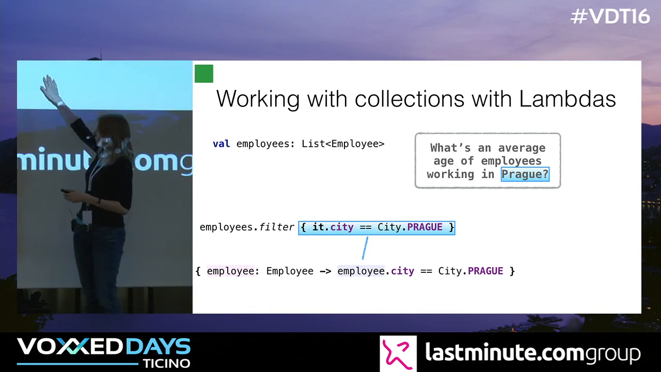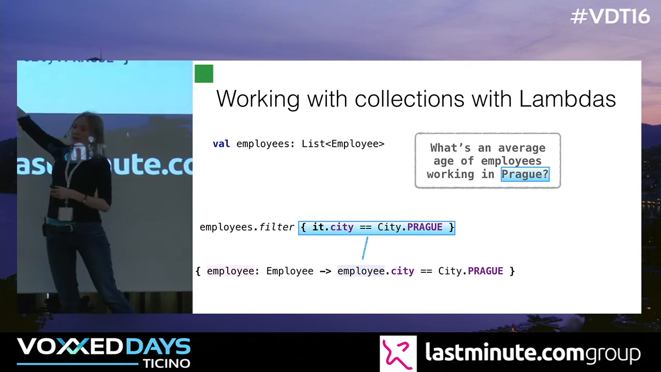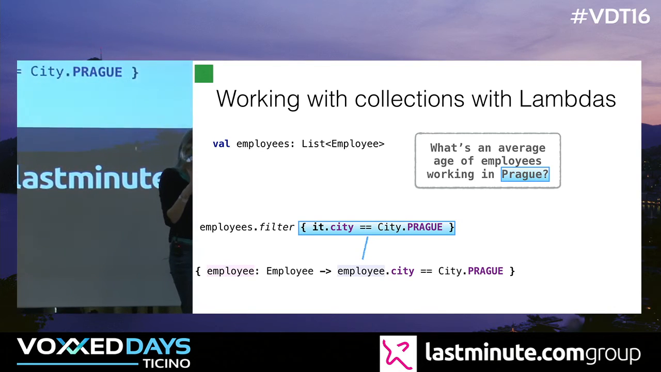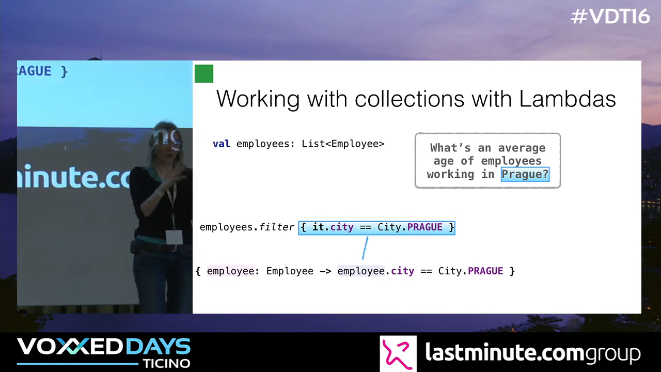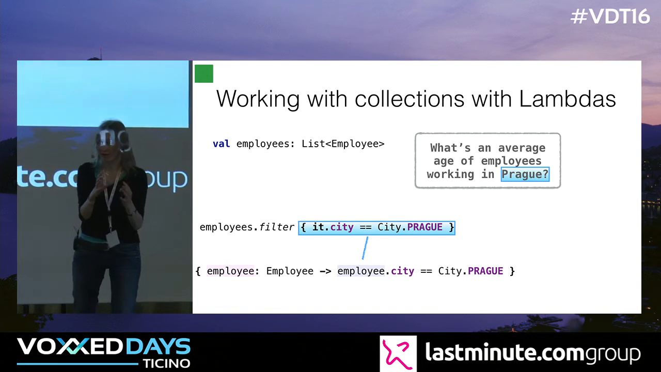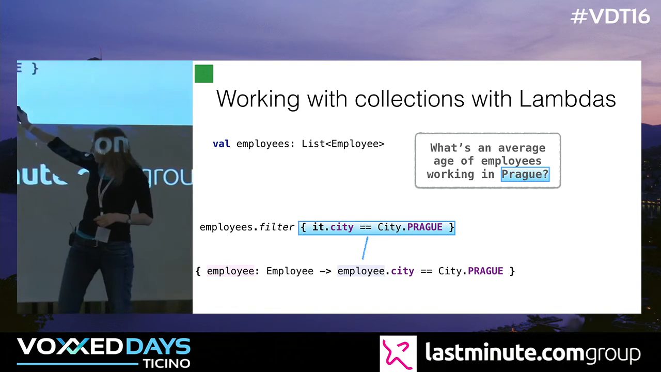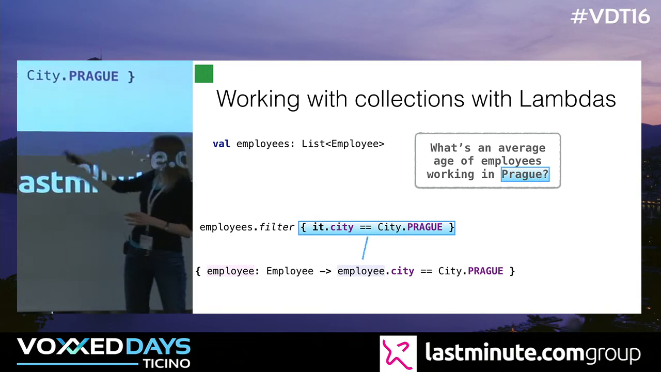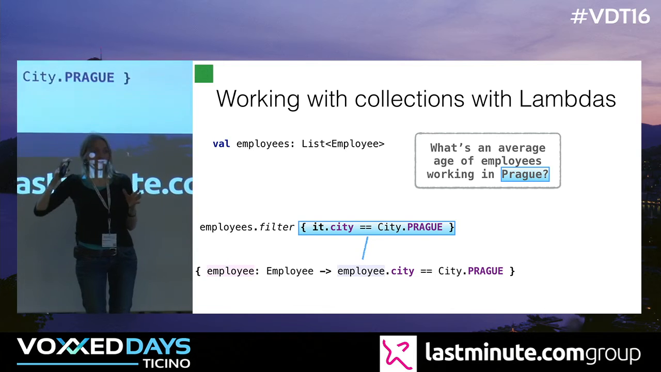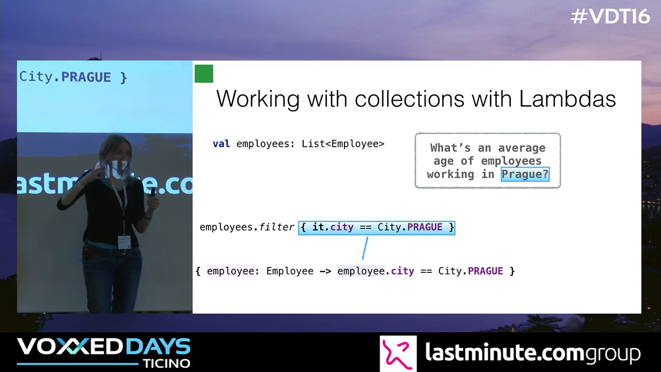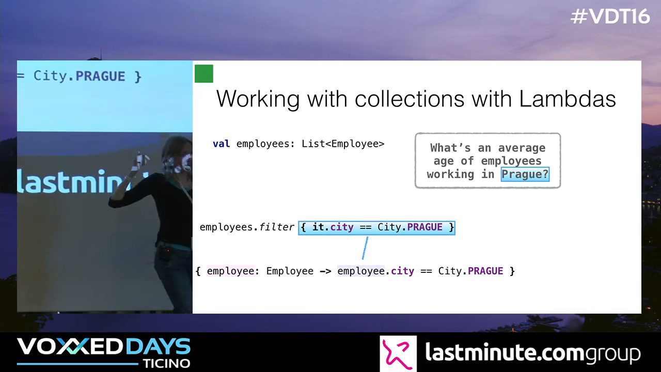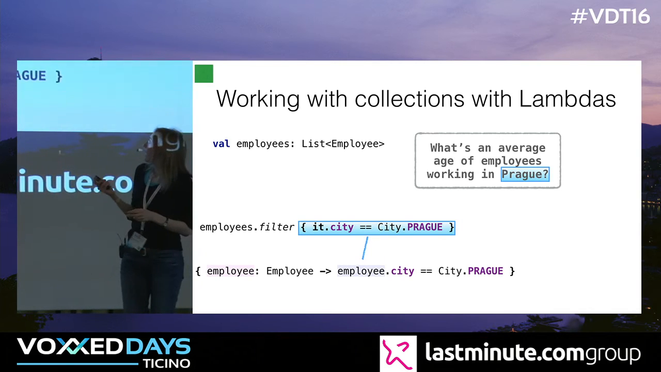And Kotlin allows you to name this argument by it, if it's the only argument. So you can do this, and the filter function will leave only those elements that satisfy this predicate. So I think that should be clear what's going on here.